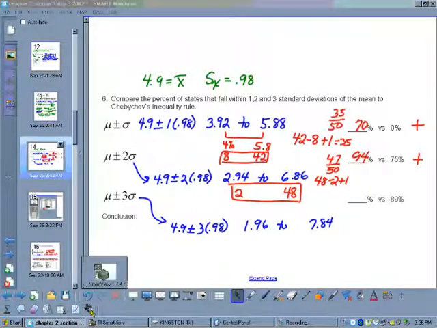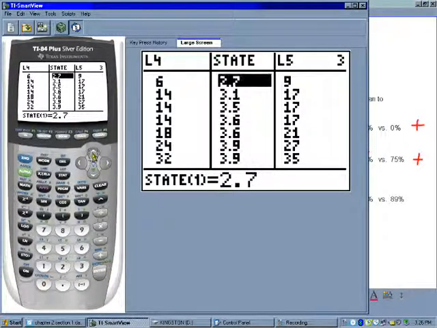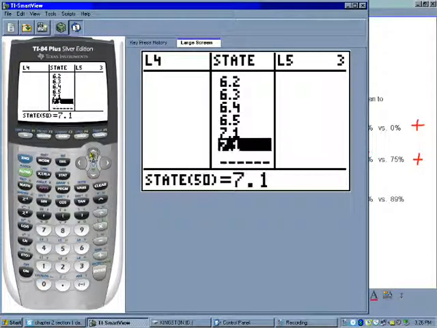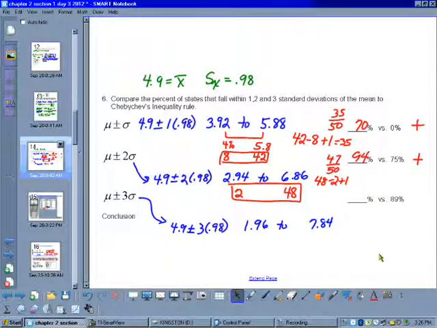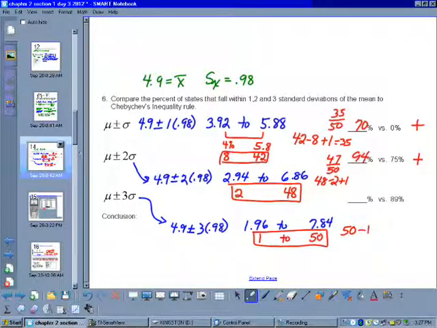And if I look this up in my data set, 1.96, the lowest one I have is 2.7, so that's position 1. And the highest unemployment rate is 7.1, and that's also inside. So I have all of my positions from position 1 to position 50. How many data points are there if you count from 1 to 50? Well, I'll show you why the plus 1 thing works. That would give me 49, so I have to add the 1 back in. That's just a counting technique. That gives me all 50 out of 50 data points. That's 100% of my data, and that again is much better than Chebychev's prediction.